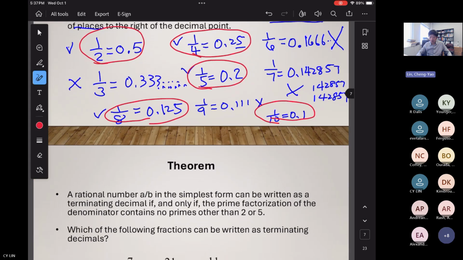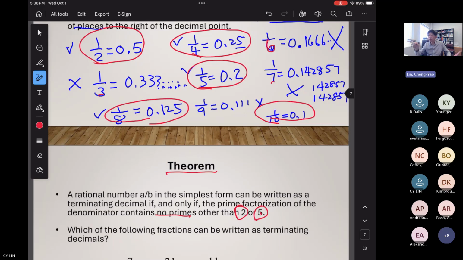Did you find the pattern, something like a theorem here? If it's divided by 2 and 5, and no other prime number, that will be a terminating decimal. If we divide by something with a 3, it's not a 2 or 5, so therefore it's a repeating decimal, right? If it's 7, it's also not a 2 or 5, so repeating, right?